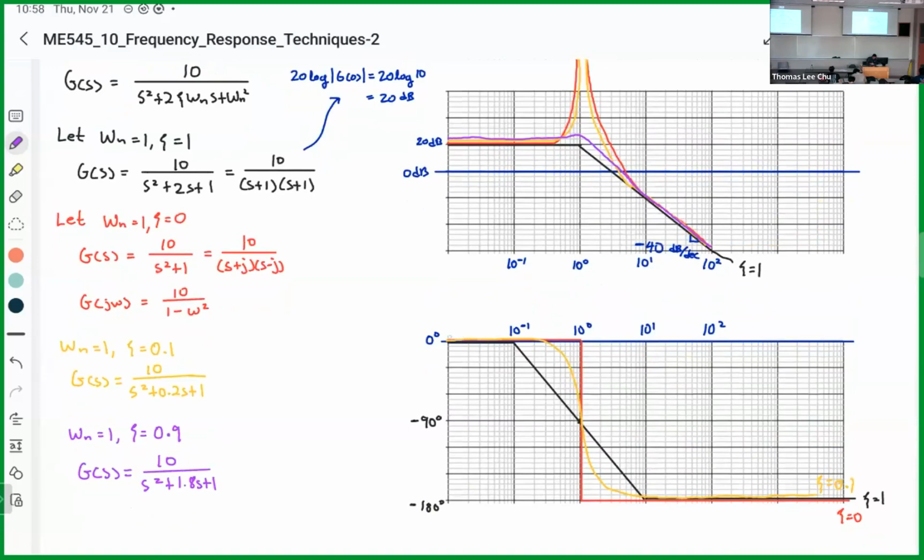So then for the phase, we get something similar where it hugs closer to the black line than it will to the red line. And that's my phase plot. And that's zeta is equal to 0.9.